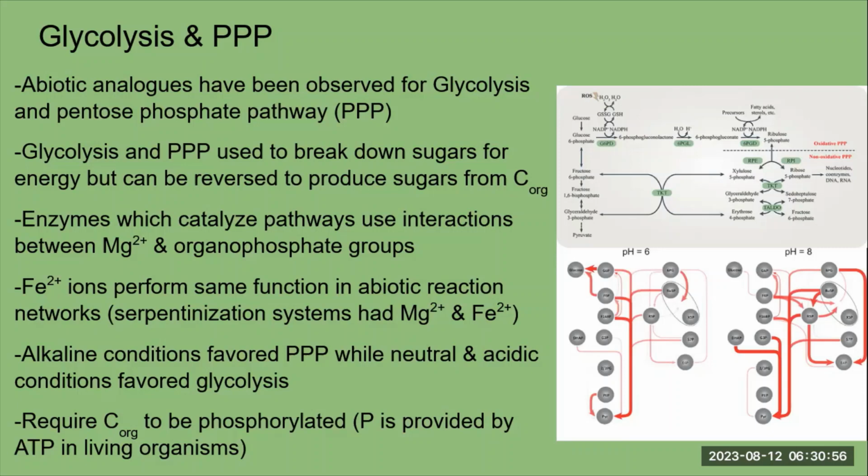However, like their biotic counterparts, the abiotic analogs of PPP and glycolysis require phosphorylated organic molecules to proceed. In modern organisms, this is provided by adenosine triphosphate molecules, but these were likely not around when life began.